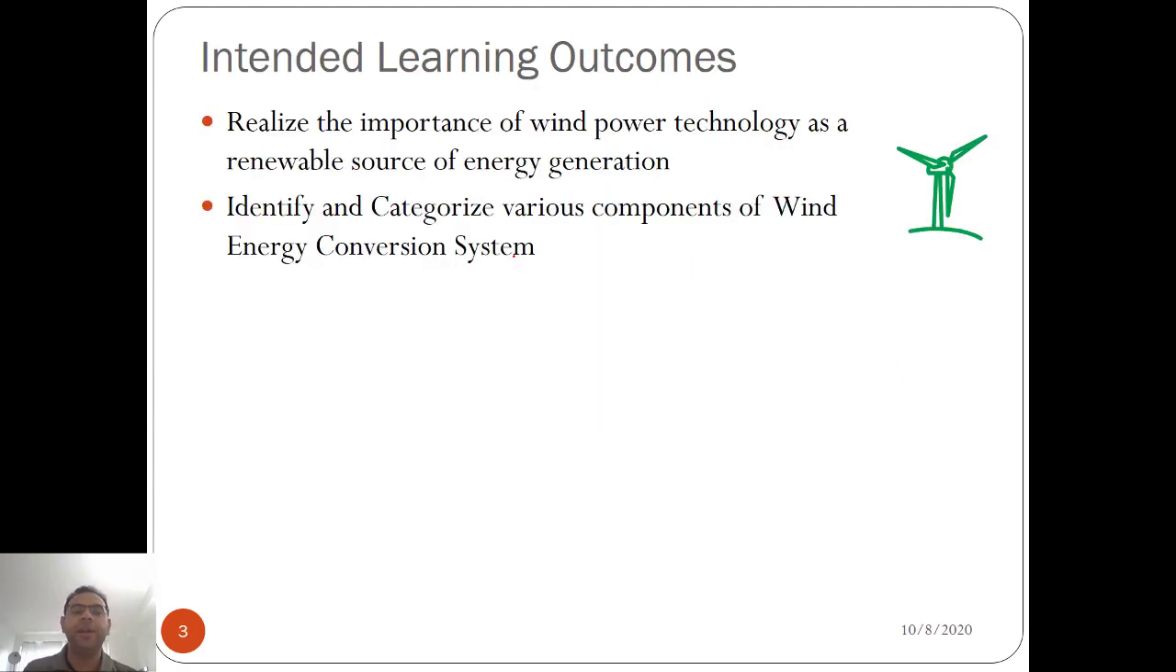What are the intended learning outcomes for this particular lecture, lecture number 8? We expect that by the end of this lecture, you will be able to realize the importance of wind power technology as a renewable source of energy. And secondly, and more importantly, you will be able to identify and categorize various components of wind energy conversion systems. The details of these systems and their components we will cover shortly.